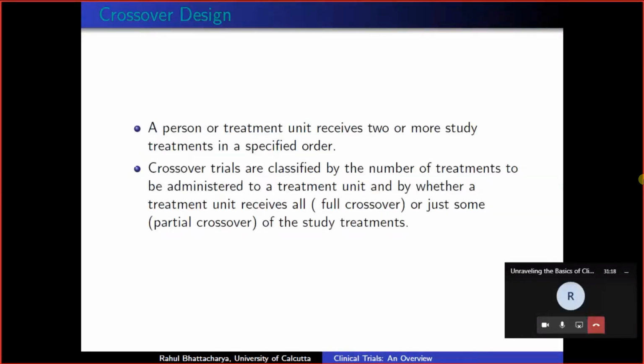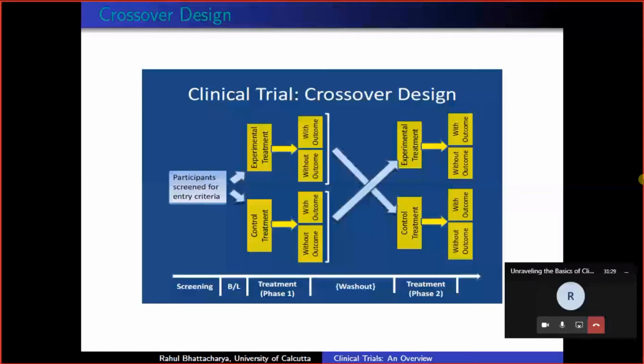Next is a crossover design. What is a crossover design? A person or treatment unit receives 2 or more study treatments in a specific order. So it's better to see the schematic. In the left panel, you find that participants are screened. There are 2 treatments, experimental and control. Their responses are observed, and the people in the experimental treatment, after observing their responses, are further assigned to the control treatment, and the control treatment patients are further assigned to the experimental treatment. So there is some crossover between the treatments and the patients.